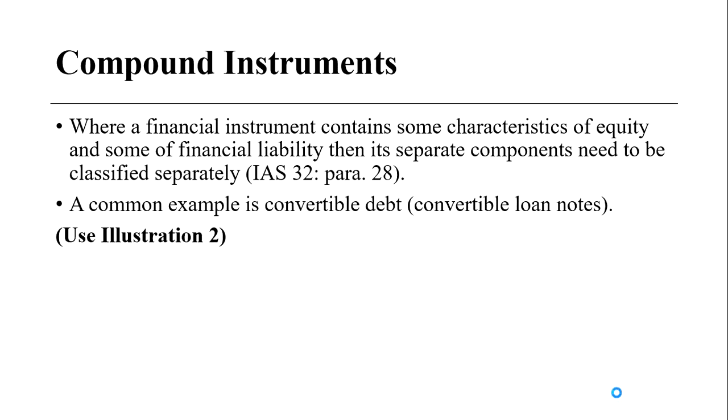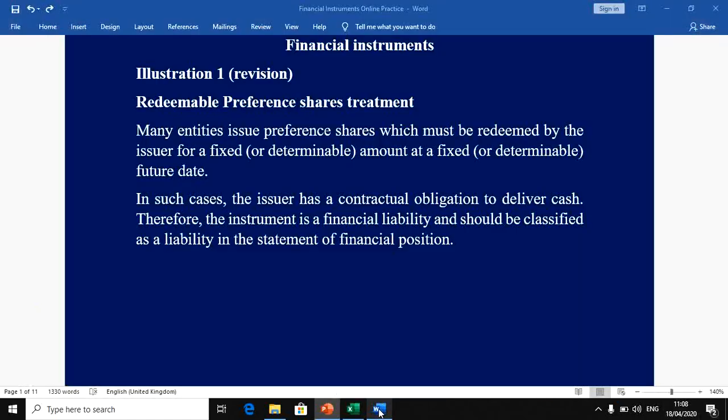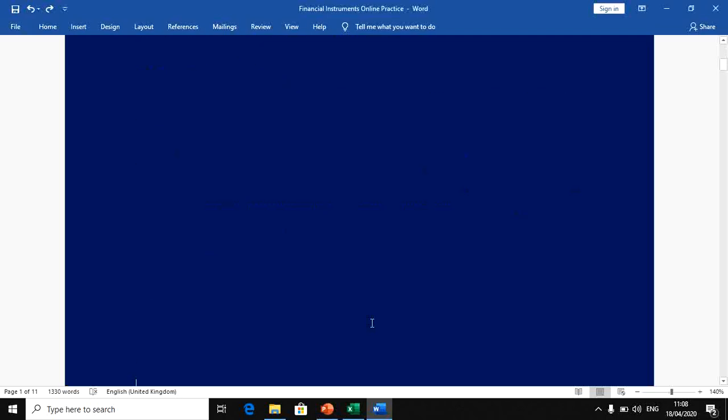We have what we call convertible loans or compound instruments, where a financial instrument retains some characteristics of equity and some of a financial liability, then its separate components need to be classified separately. A common example is a convertible debt or convertible loan. We also have convertible bonds. So we're going to practice an illustration, and again, this is revision from your previous class. Let us go to that illustration.